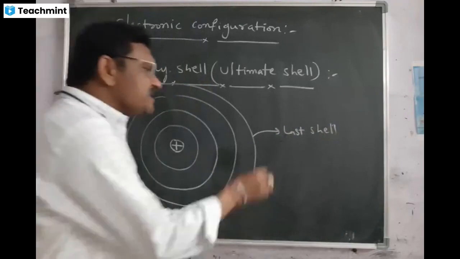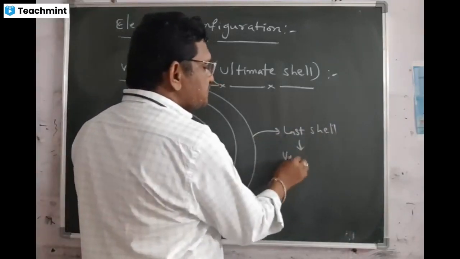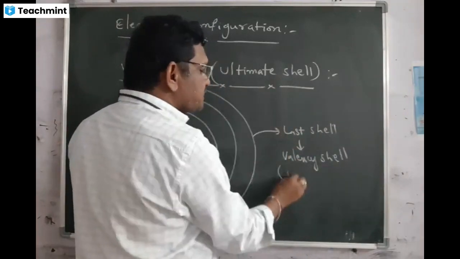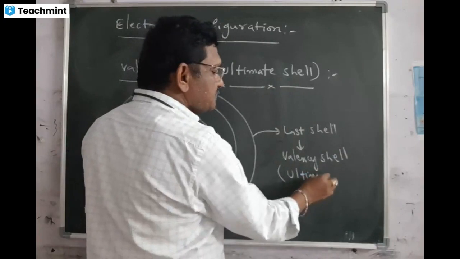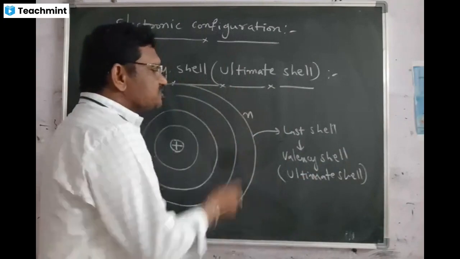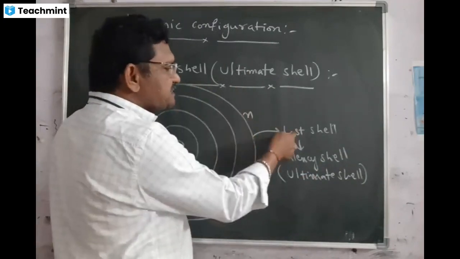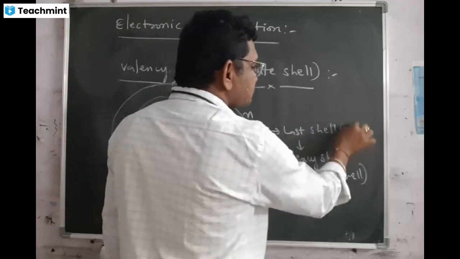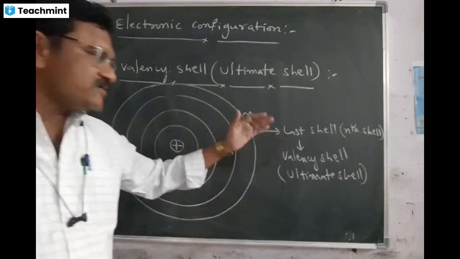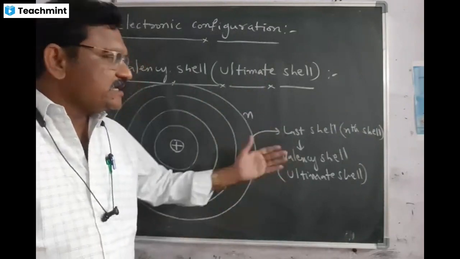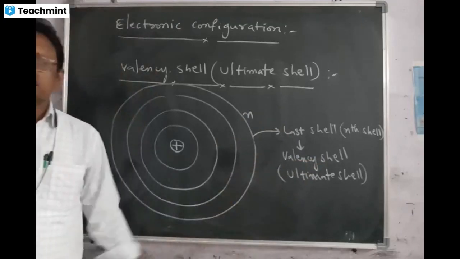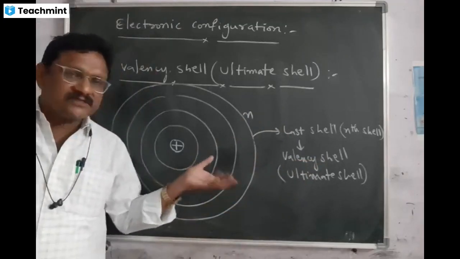The last cell we call valence cell. Valence cell is also called ultimate cell. It is represented as n, that means the nth cell. Simply, the last cell is the nth cell. The last cell we call valence cell, and another name is ultimate cell. You write this down. Draw this atomic structure.